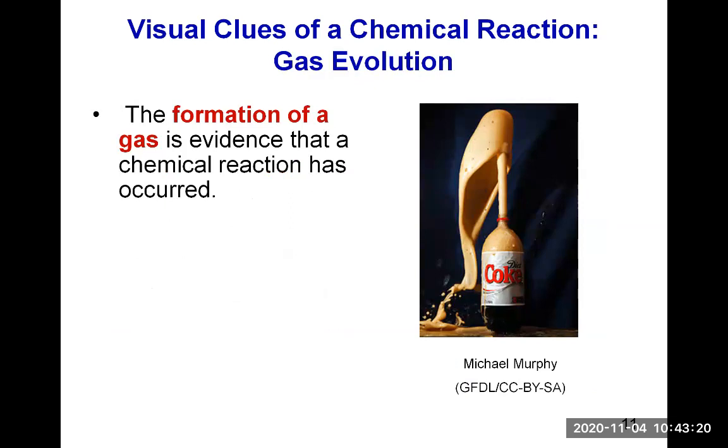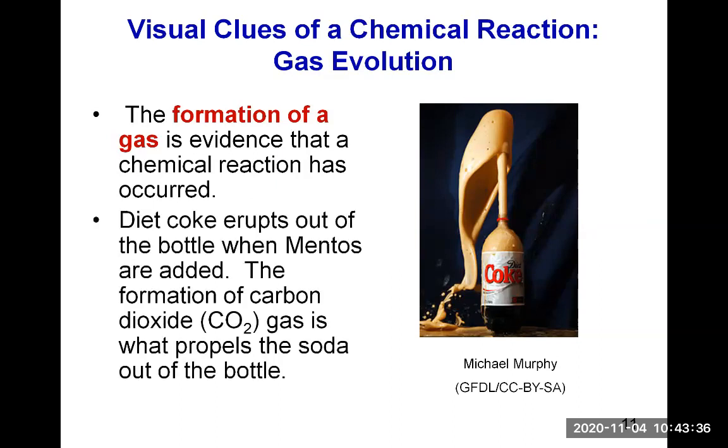Another visual clue is when you see gas forming, foam, a lot of tiny bubbles containing gas. And so the formation of a gas is also evidence that you have a chemical reaction that occurred. Here there is the example of Diet Coke erupting out of the bottle when a Mentos is added to it. And so the formation of carbon dioxide, CO2, and CO2 is a gas at room temperature, but it was dissolved in the Coke. Carbon dioxide was pushed in under pressure inside the Coke.